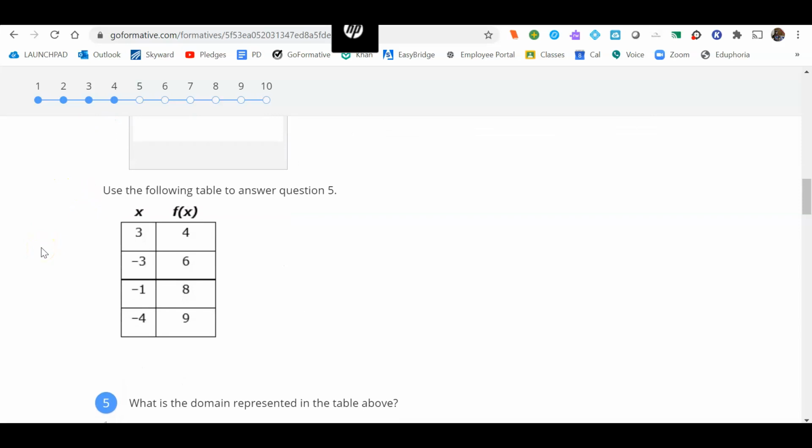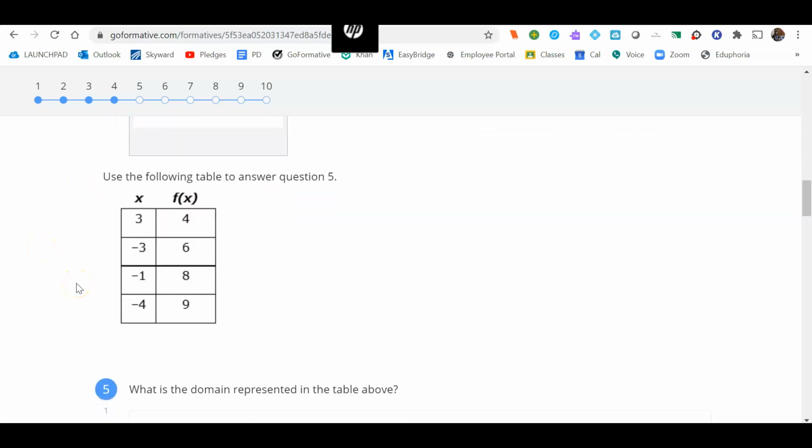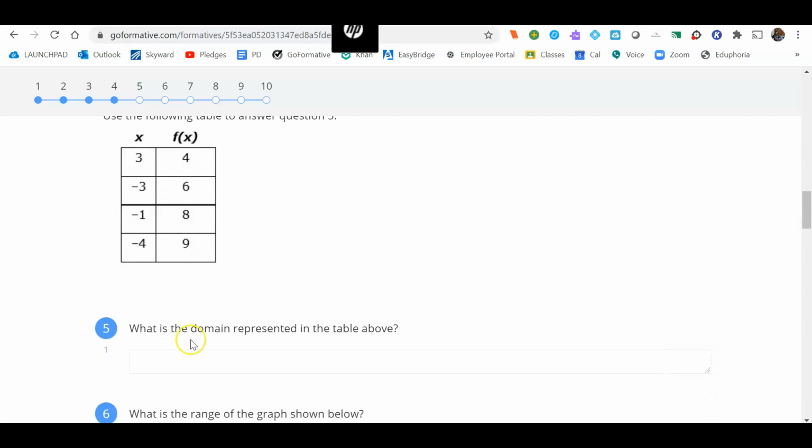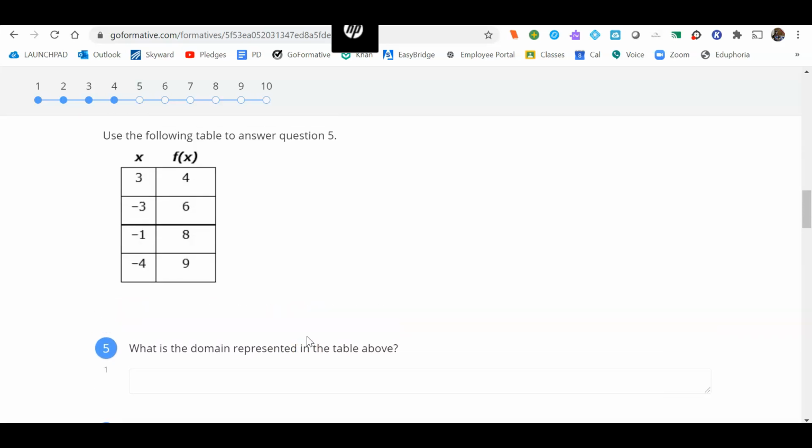Okay. All right, use the following table to answer question number 5. So now we're looking at number 5. What is the domain represented in the table above? So, Ms. Marrero, if I'm looking at a table, what's the easiest way to tell the domain? Yeah, domain X. Range is Y, domain is X. So just vertically up and down. Here's my X. Boom. These are all of my X values, okay?